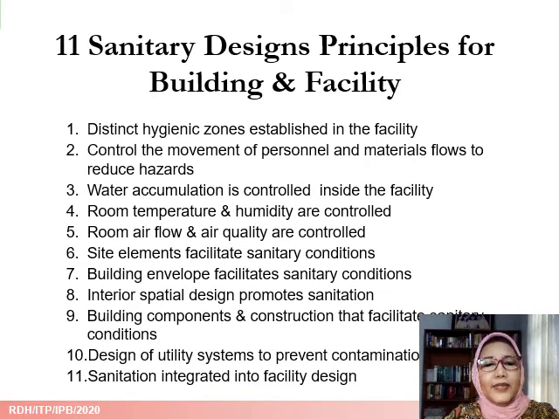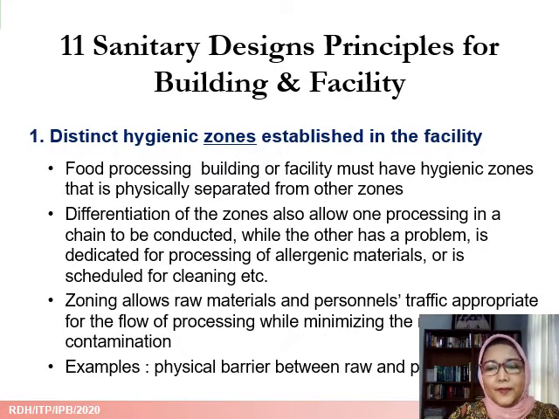There are 11 sanitary design principles for building and facility. They are listed in the slide, and I will discuss it one by one in the following slides. The first principle, there are distinct hygienic zones established in the facility. Food processing building or facility must have hygienic zones that is physically separated from other zones.